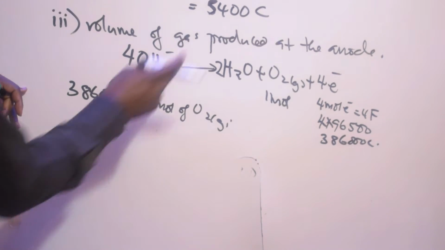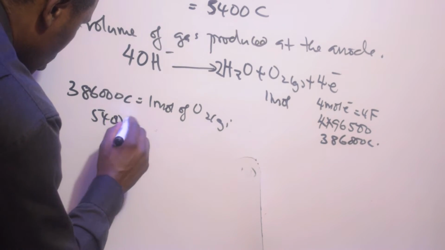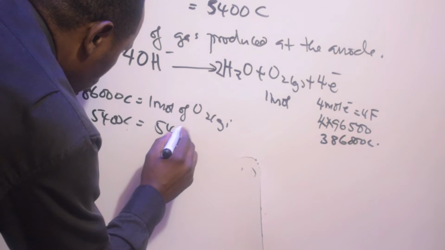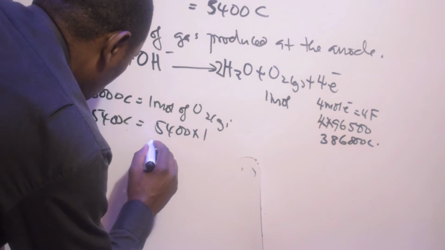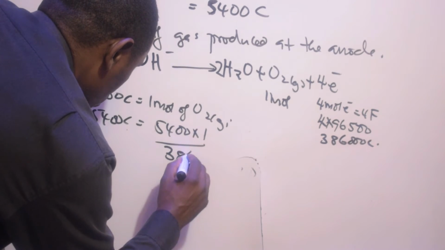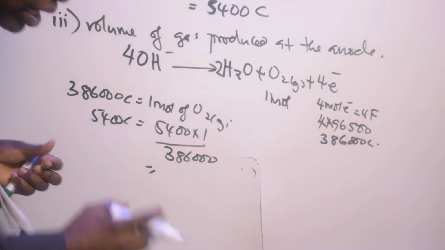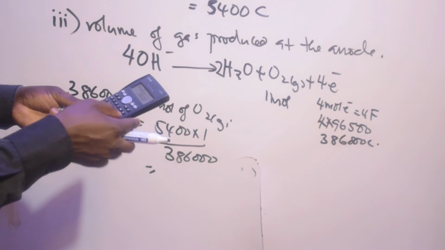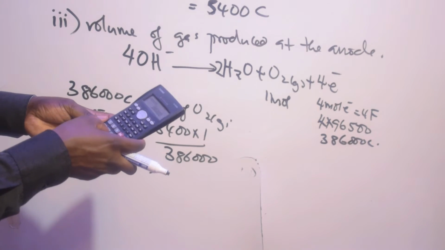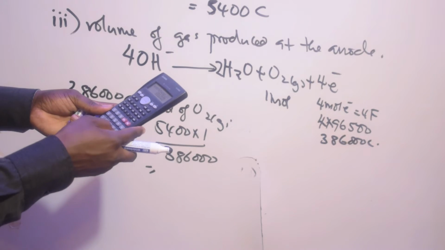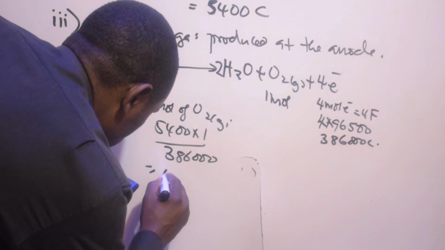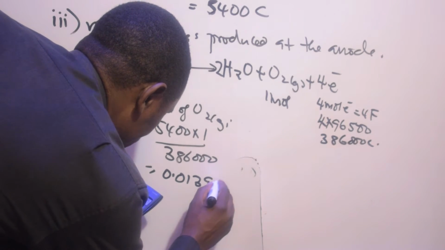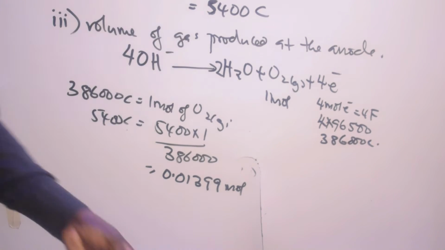Now, remember, I have only passed 5,400 coulombs, the amount of electricity that I've just passed here. This should give me how many moles of oxygen? This will be 5,400 over 386,000. I work it out and I get 0.01399 moles.